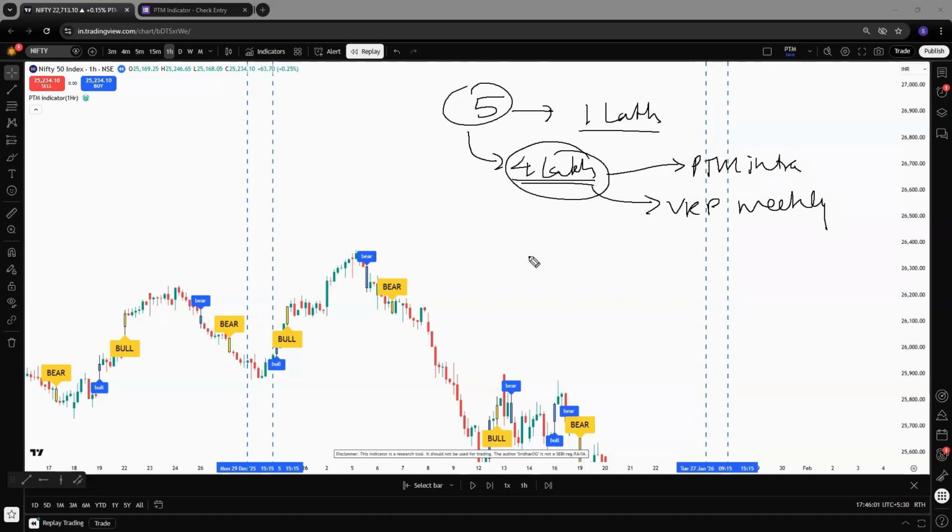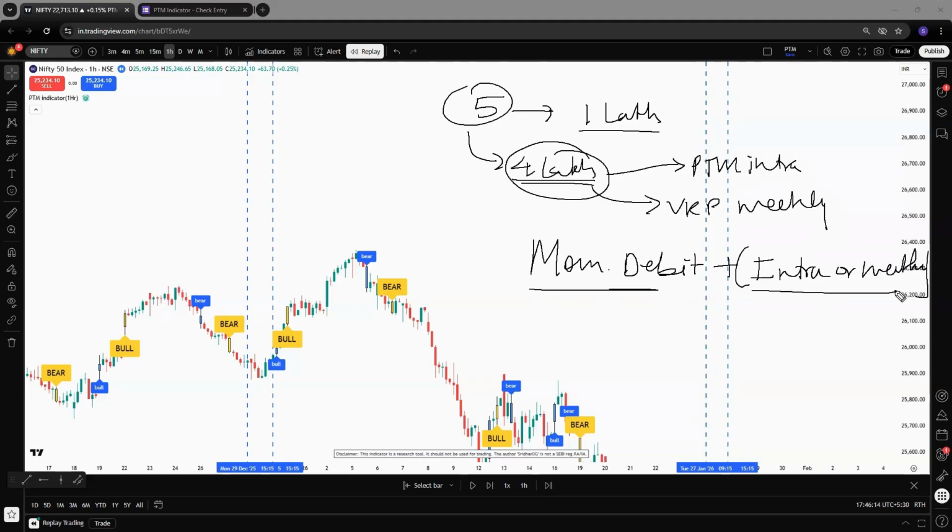I'm telling you now itself. You can create a monthly debit plus intraday or weekly strategy. This is a combination of two strategies using the same capital. So if in the beginning of the month, let's say I had some office work, I was traveling, and I missed the monthly debit strategy, I can use this capital for my other intraday or weekly setups. Simple as that. That is how you can do money management here.